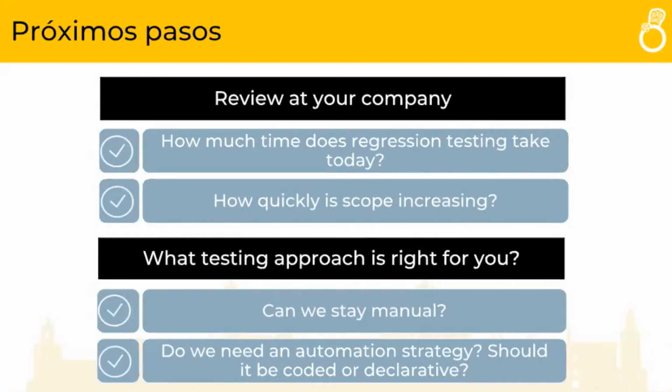Okay, so to do this, review at your company. The next steps, think about how much time you spend doing regression testing today. Try and measure that. Try and measure the impact of it on you. How quickly are you making changes to that org? Okay, and what's holding you back making them faster? Is it resources? Is it the testing? Is it the developers? Is it the business not able to sign off requirements? Quite often it's that. And then you can start thinking about which testing approach is right for you.